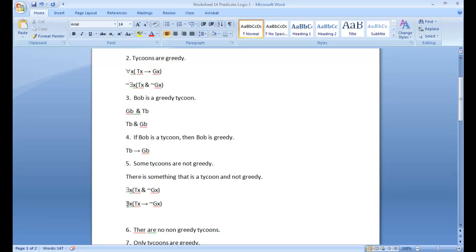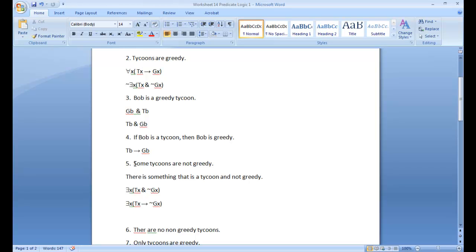So that would be a way of modeling this particular formula, okay? If it's true of Bob that if he were a tycoon, then he wouldn't be greedy, then this whole statement would be true. There exists something that if it's a tycoon, then it's not greedy. But remember, we stipulated that there are no tycoons in this world. So this is a statement that is true even if there are no tycoons. Okay, there exists an X such that if it's a tycoon, then it's not greedy. It's true even if there are no tycoons at all.